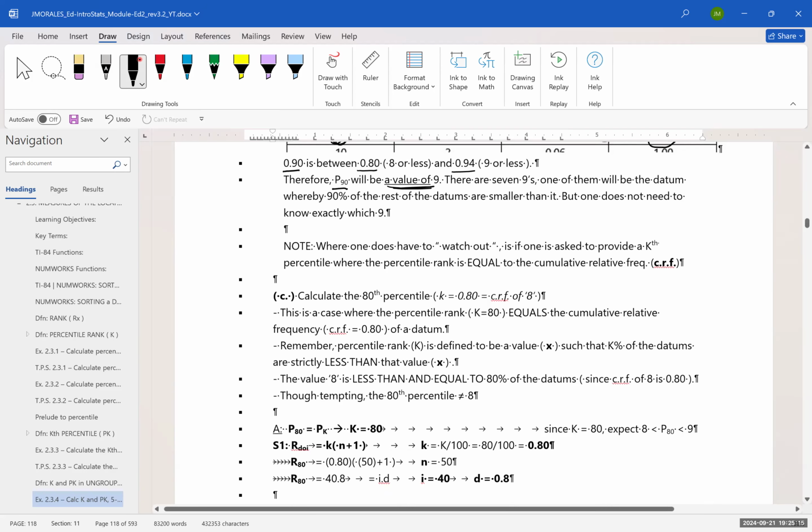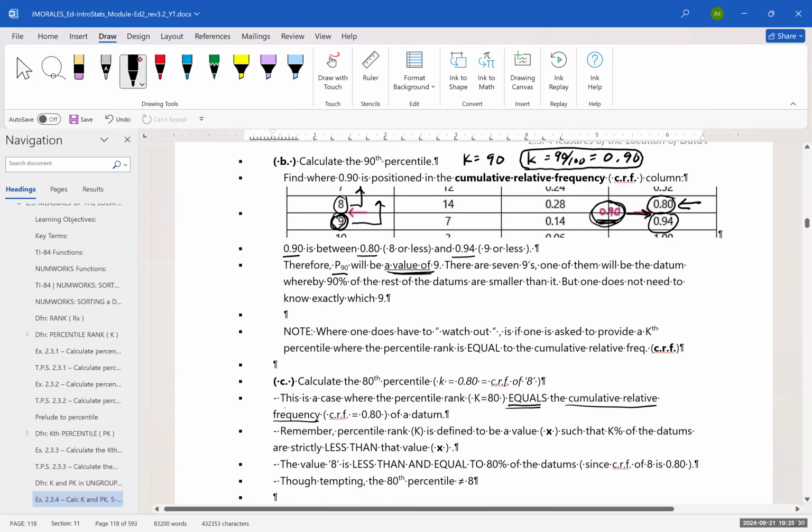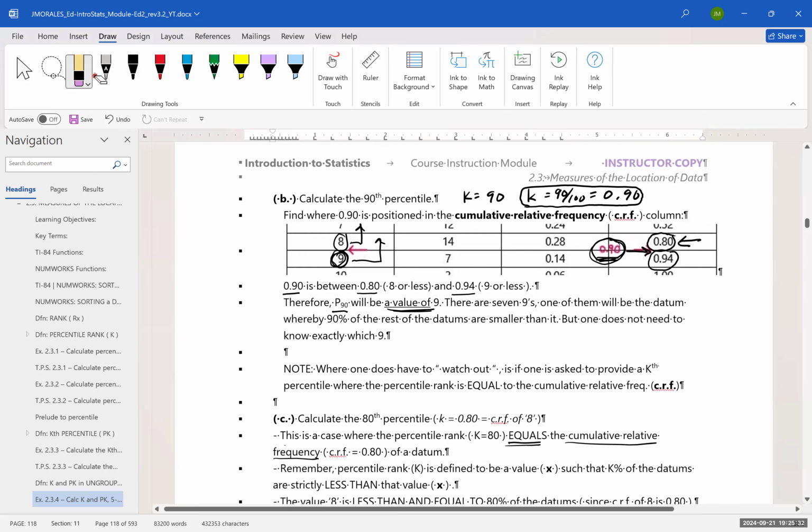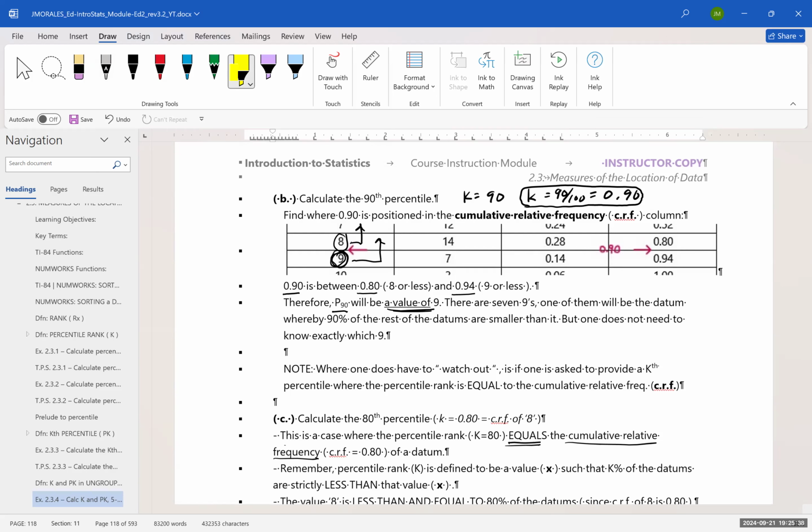Okay, part C. So let's calculate the 80th percentile. So now this poses a problem. This is a case where the percentile rank equals the cumulative relative frequency of a datum. So if we come back up here, you can see here that because we're dealing with the 80th percentile, then this lowercase k value is going to be 0.80. And that's exactly the value that we have here for the cumulative relative frequency.